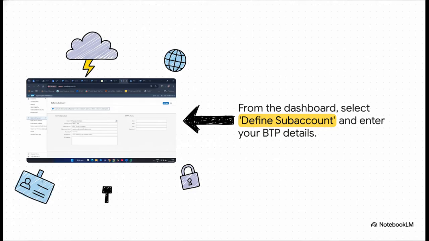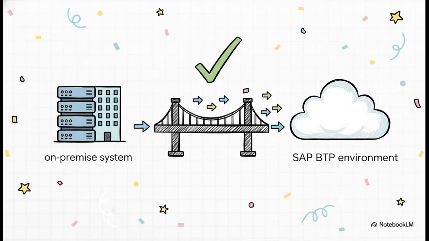On this screen, you just need to provide your BTP subaccount info. That's things like the region your subaccount is in, the unique subaccount ID, and your user credentials. Once you fill all that in and hit save, the connection is made. And just like that, you've done it. Your Cloud Connector is fully installed, configured, and securely connected to your SAP BTP subaccount. You have officially built the bridge.